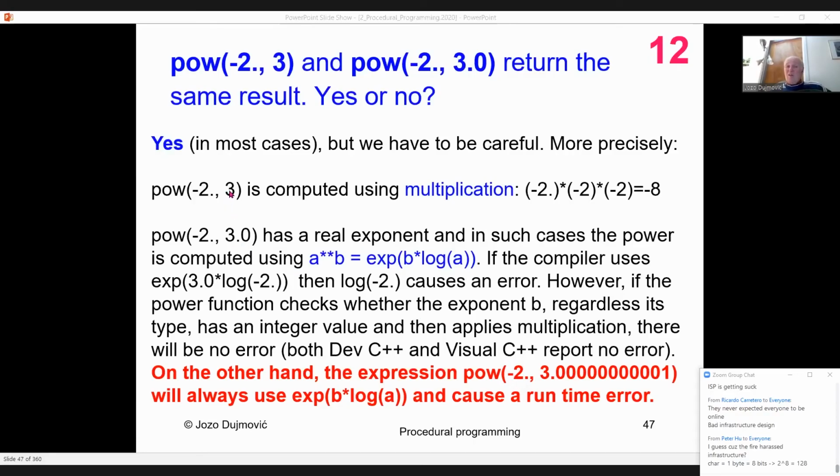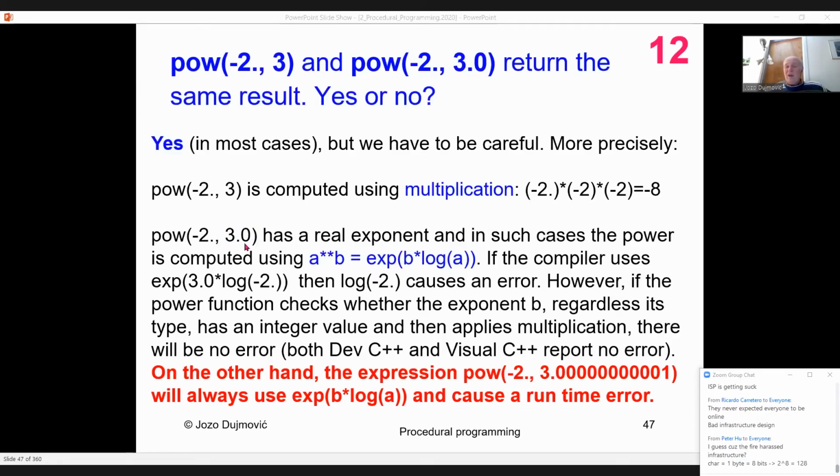So practically, be careful: if the exponent is an integer value, you are going to get multiplication, 2 times 2 times 2. In all other cases, you are going to get exponential of logarithm, and be careful about that.